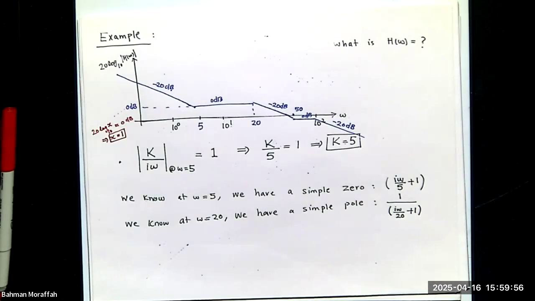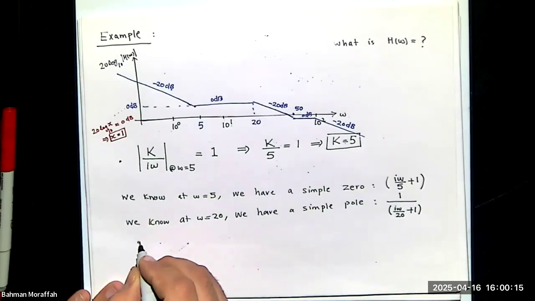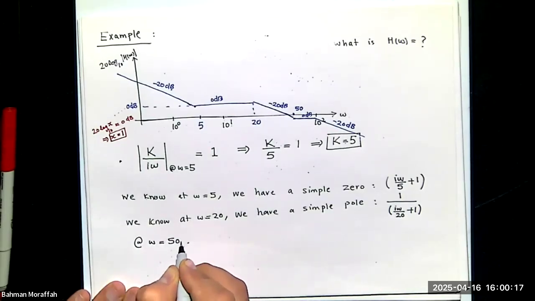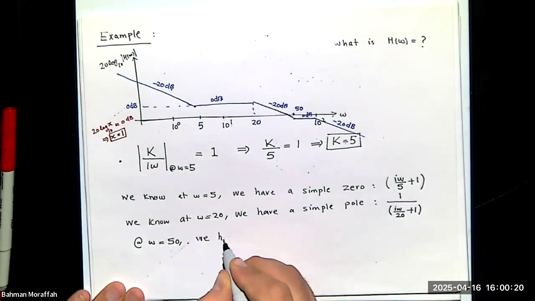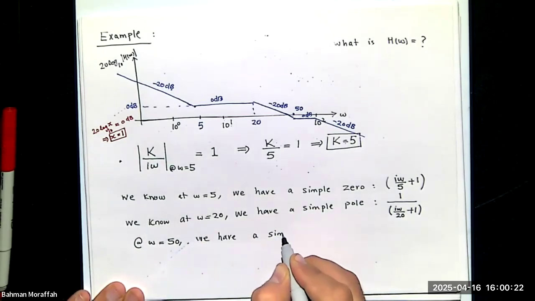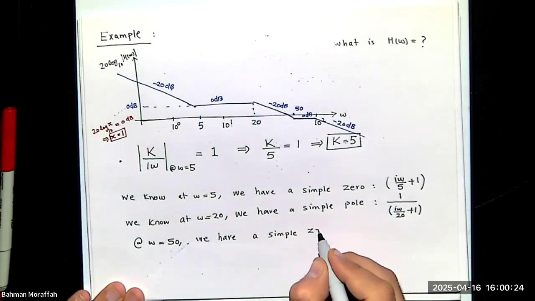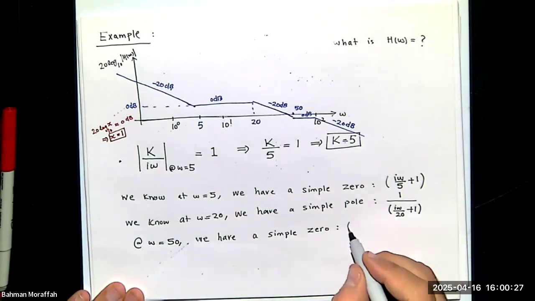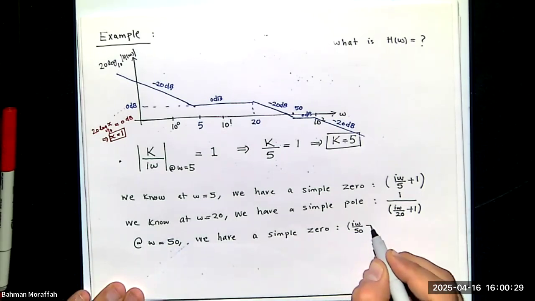Right? At 50, I have a slope of 0. What does that tell me? I was going down by 20, but the slope is 0. It means that 50 over here must have been a simple zero. So at 50, we have a simple zero, which we can write as i omega divided by 50 plus 1.